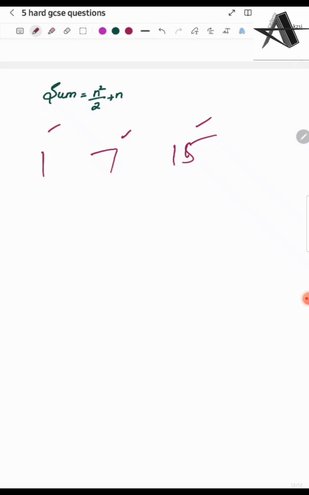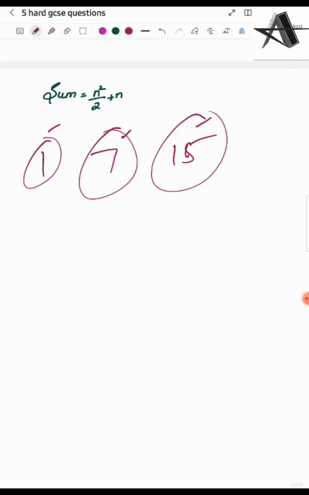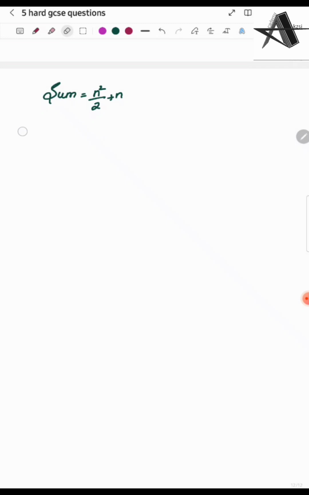That means if you put n equals 3, you will get 1 plus 7 plus 15. You will get the sum of all the terms till that term. So this is the sum given. When I put n equals 1, definitely it will give me the first term, because before the first term there is no term. The sum till the first term is the first term. So I'll put 1 by 2 plus 1. This will give me 3 by 2. So I get to know that my first term is 3 by 2.